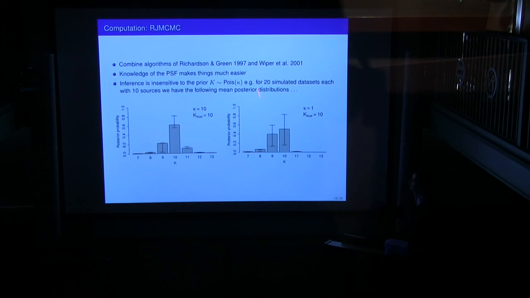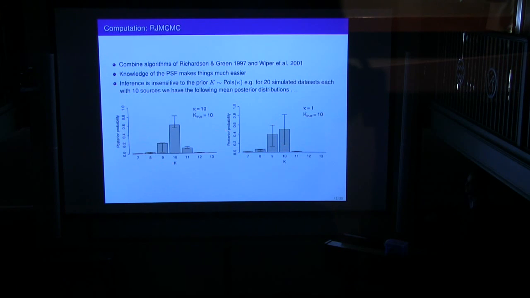So here's an example. We simulated 20 datasets, each with 10 sources. Then we found the mean posterior distribution for the number of sources k over the 20 datasets. We did that under two settings. On the left here, the prior mean number of sources was 10. And on the right, the prior mean number of sources was 1. And we see that in both cases, we pick out, on average, the correct number of sources, which is 10.